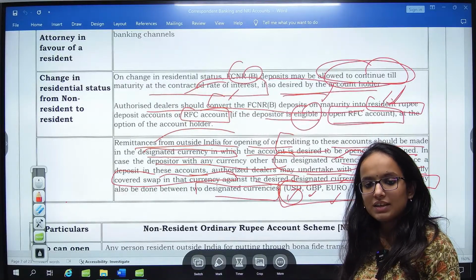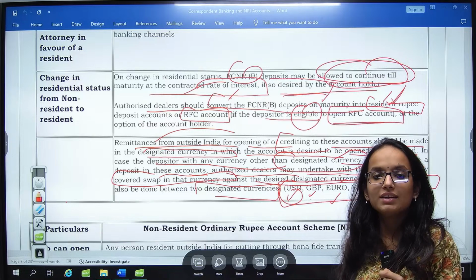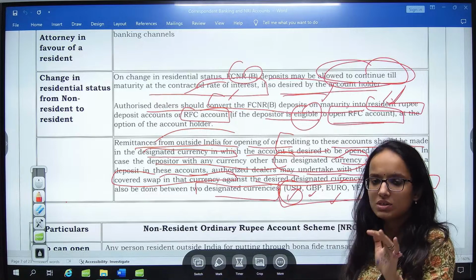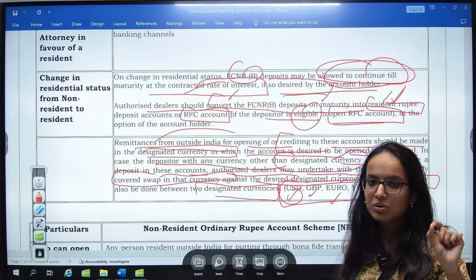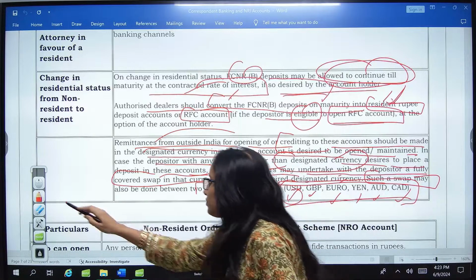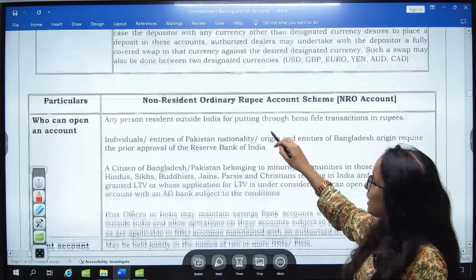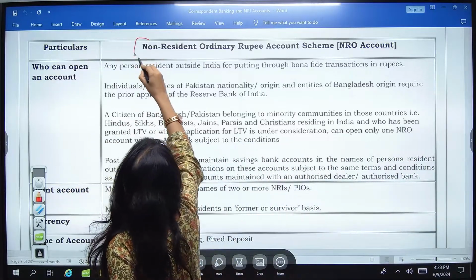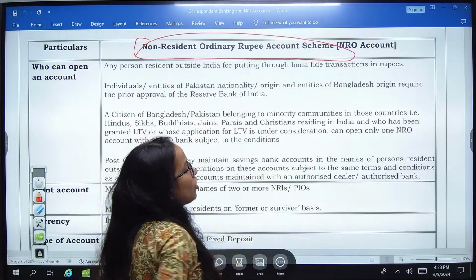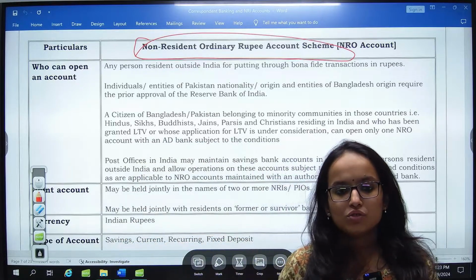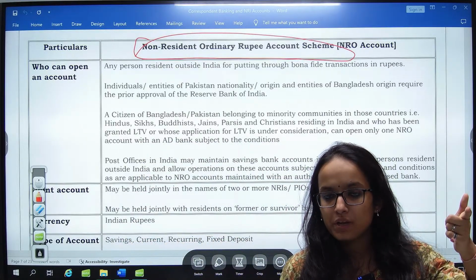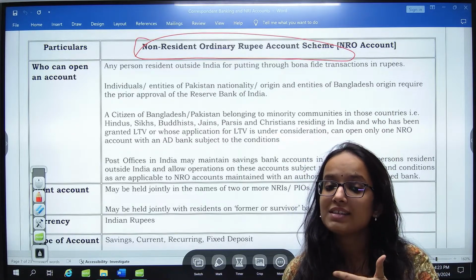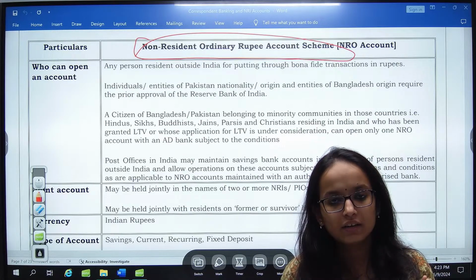Now we will be discussing the other type of NRI account, which is your NRO account. So this was all about your FCNRB account. All provisions we have discussed in great detail, with all the particularities, right? Now, the next type of your NRI account is NRO, non-resident ordinary rupee account. So NRE is also maintained in rupee, NRO will also be maintained in rupee, but FCNRB has to be maintained in designated foreign currencies, as we have seen, right?